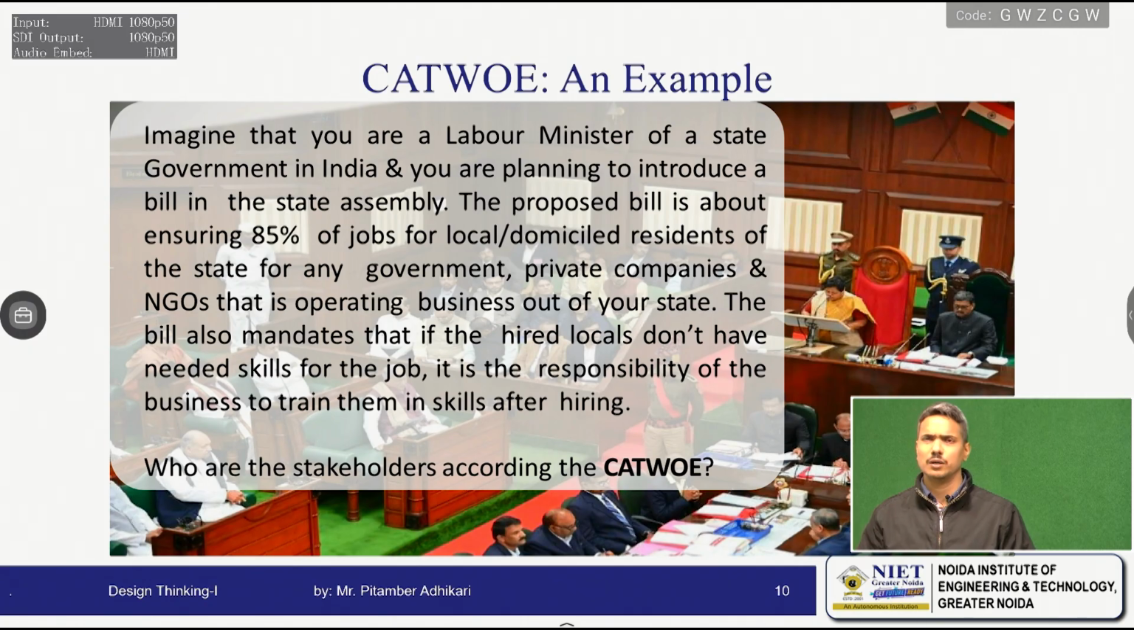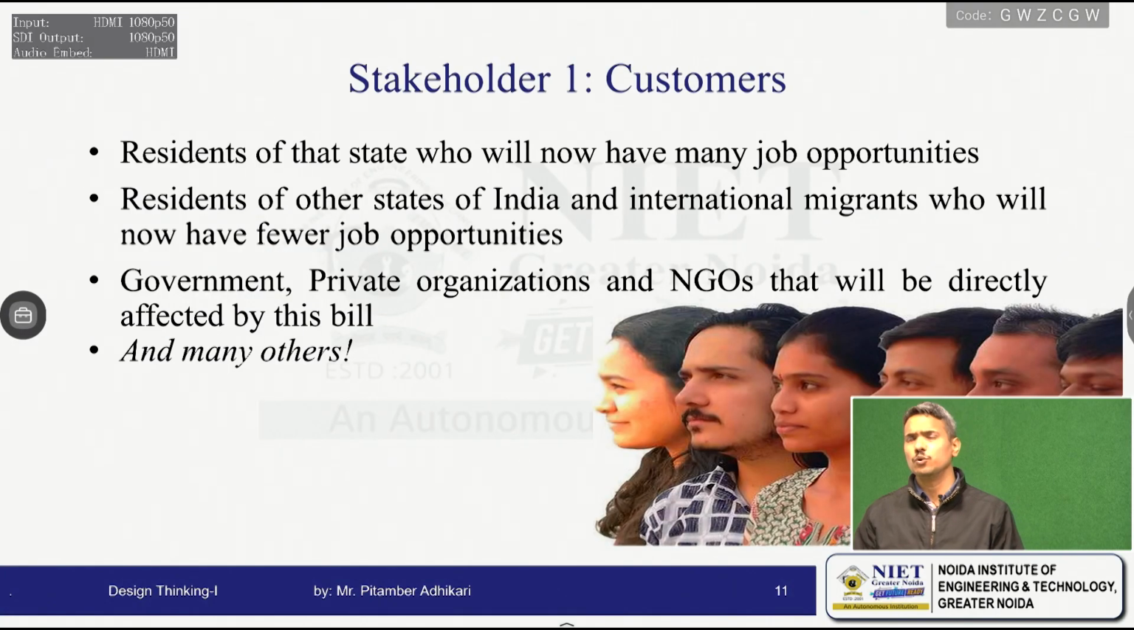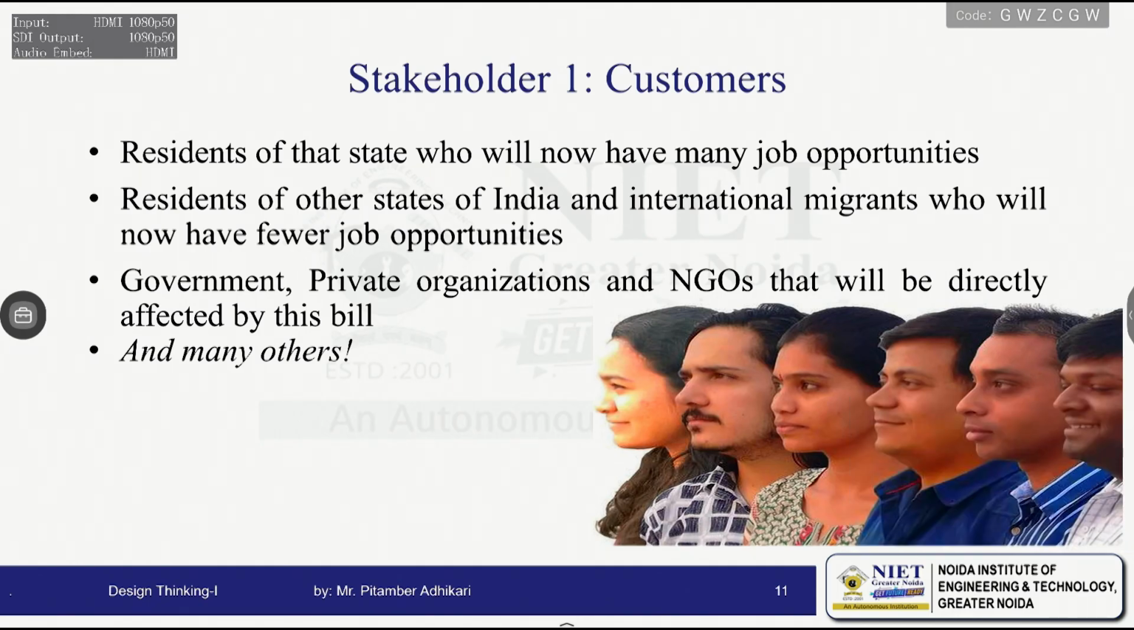So according to this problem statement, we have to categorize different stakeholders. We will look at them one by one. First category, that is stakeholder 1, is the customer. While solving this problem, we have to look at who our actual customers are, the people who will be directly using the solution, or who will directly face the implications while applying this kind of rule. So we will look at those entities.